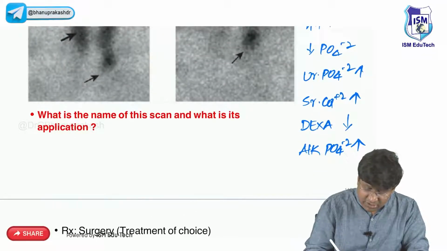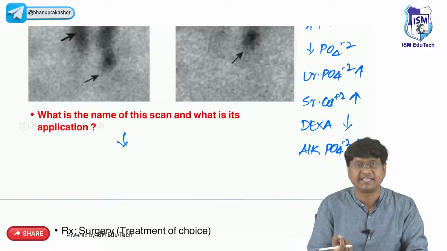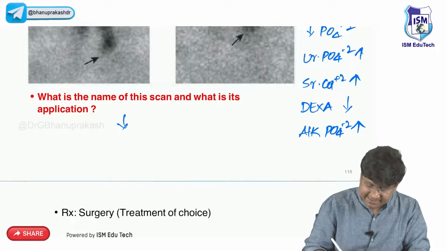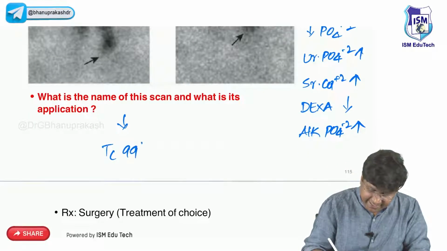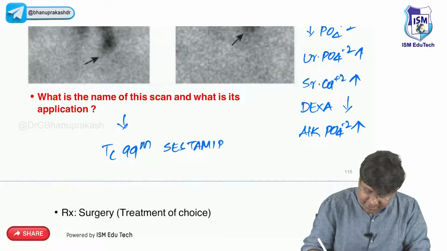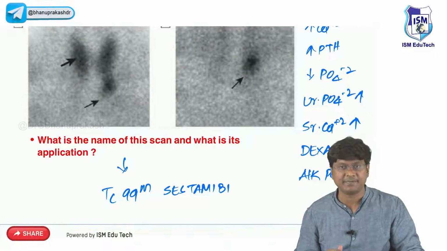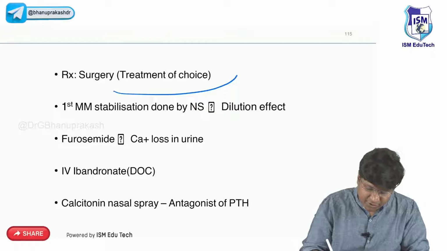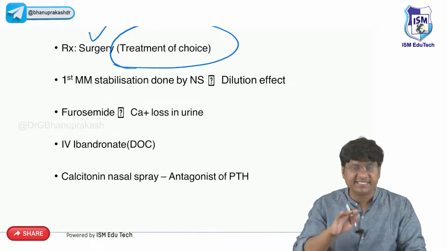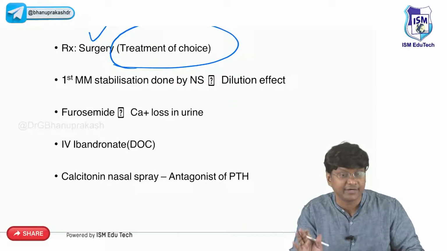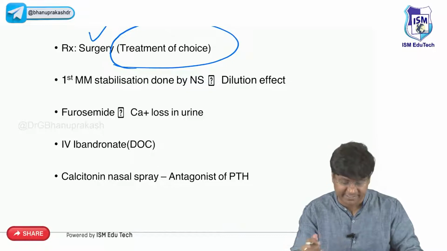Then what is that scan which will localize that parathyroid tumor? That is the technetium 99m sestamibi scan, right? So that will be the investigation in hyperparathyroidism. Then what is the treatment of choice in hyperparathyroidism? That is surgical resection of the parathyroid tumor.